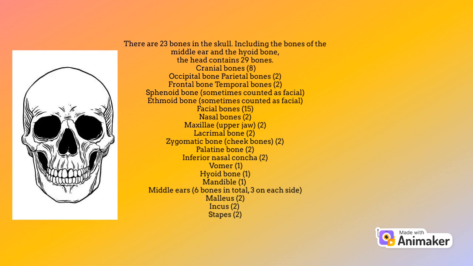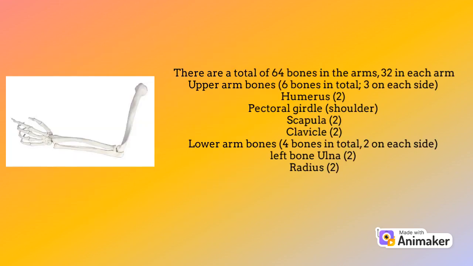Facial bones: 15. Nasal bones: 2. Maxillary, upper jaw: 2. Lacrimal bone: 2. Zygomatic bone, cheek bones: 2. Palatine bone: 2. Inferior nasal concha: 2. Vomer: 1. Hyoid bone: 1. Mandible: 1. There are a total of 64 bones in the arms, 32 in each arm.